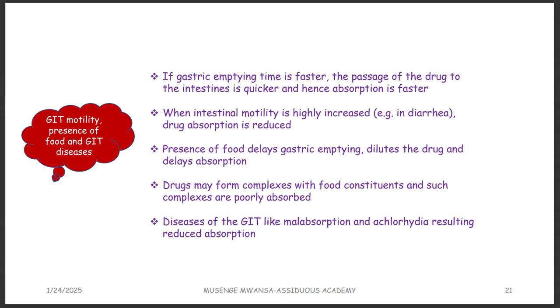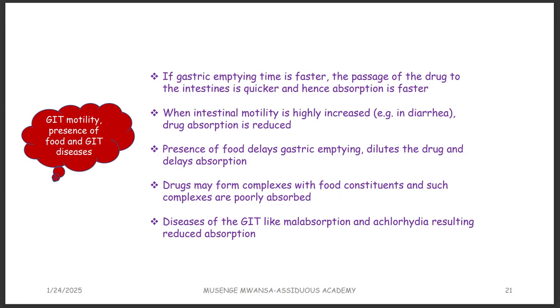When you get a drug and motility is fast, drugs can quickly move from the mouth and reach the small intestines, so absorption will also be faster. When intestinal motility is highly increased, as in diarrhea, absorption reduces. So gastric motility is supposed to be an advantage.